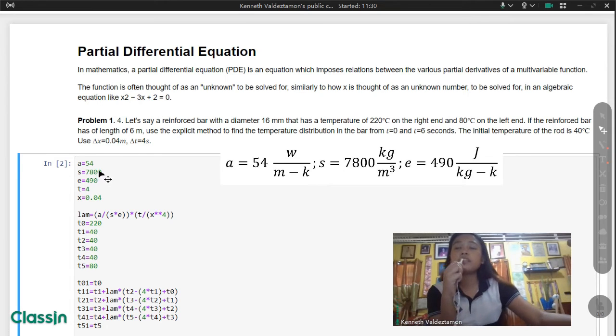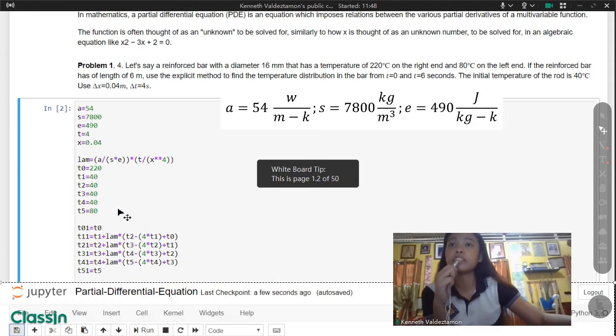Let us break down these givens. A is 54, S is 7,800, and E is 490. Then we are given a time change of 4 seconds. This is the change in time given here. And then we have a change in x, which is 0.04 meter.